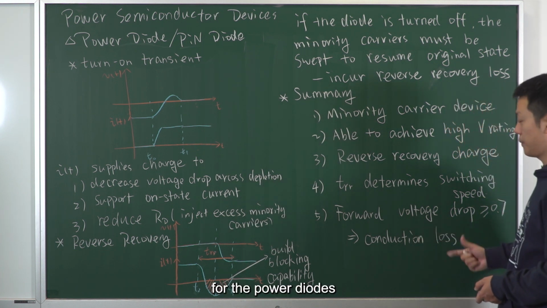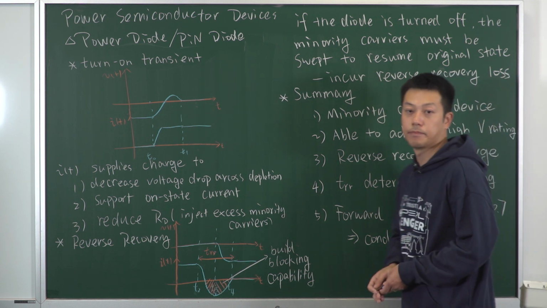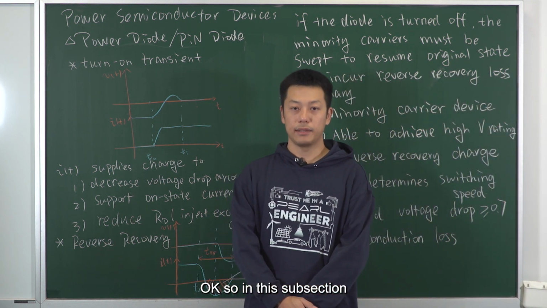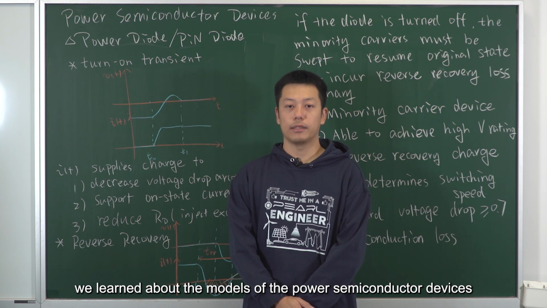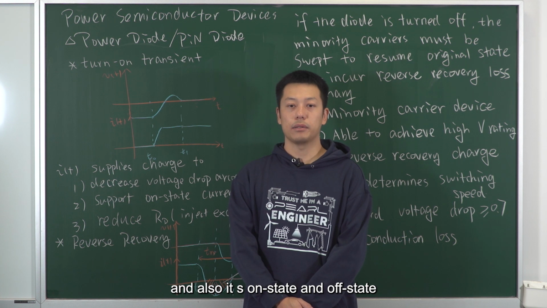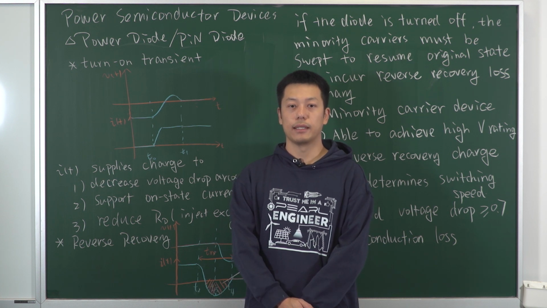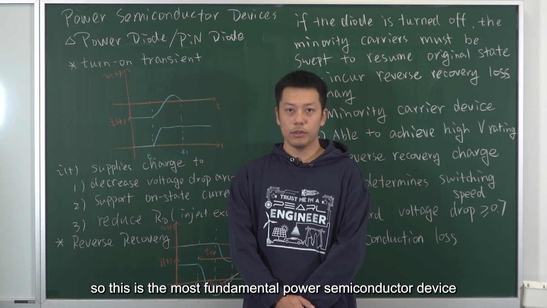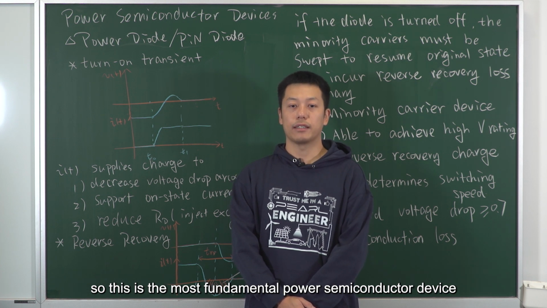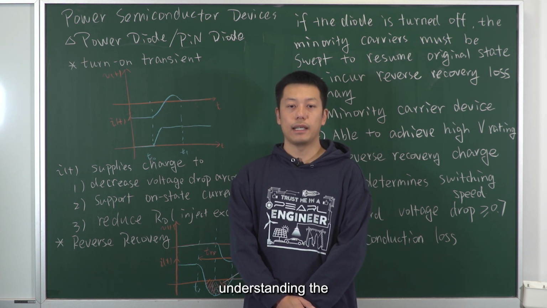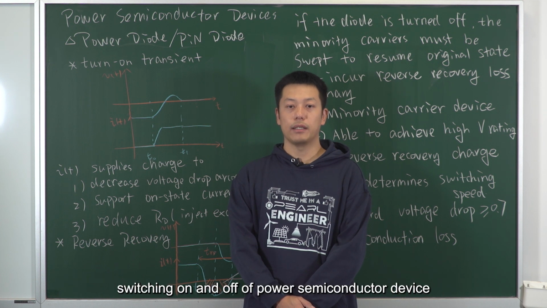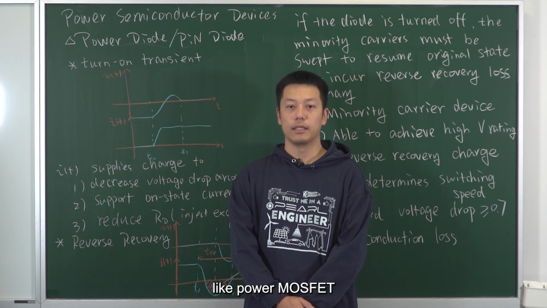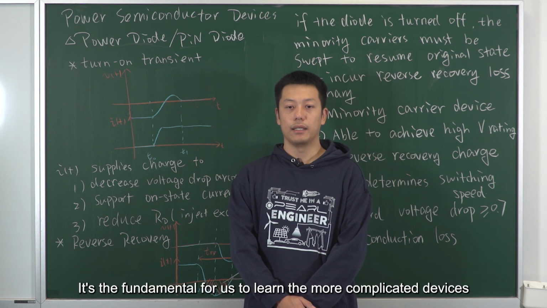For the power diodes. Okay, so in this subsection, we learned about the models of the power semiconductor devices and also their on-state and off-state. So this is the most fundamental power semiconductor device. Understanding the switching on and off of a power semiconductor device, like a power MOSFET, is fundamental for us to learn the more complicated devices.